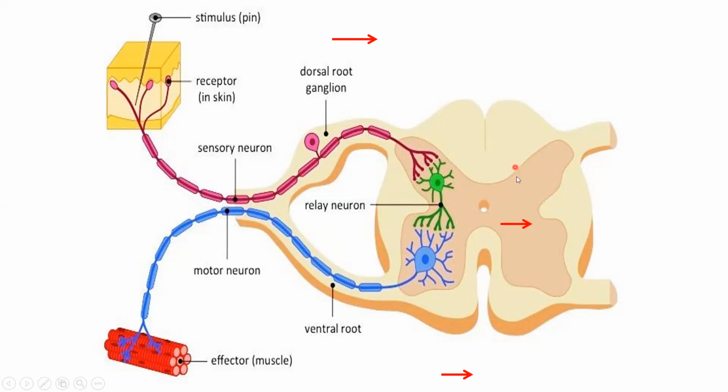Why is that called the gray matter? Gray matter is comparatively darker, and it becomes darker because of the presence of the cell bodies of the relay neuron and the motor neuron inside it. That's why it is called gray matter. And in the brain it is totally the opposite: gray matter is outside and white matter is inside.